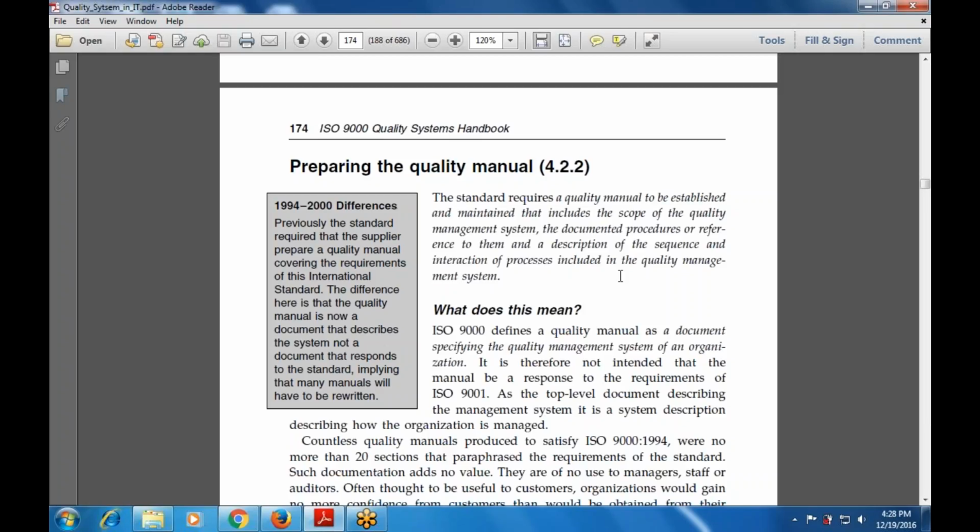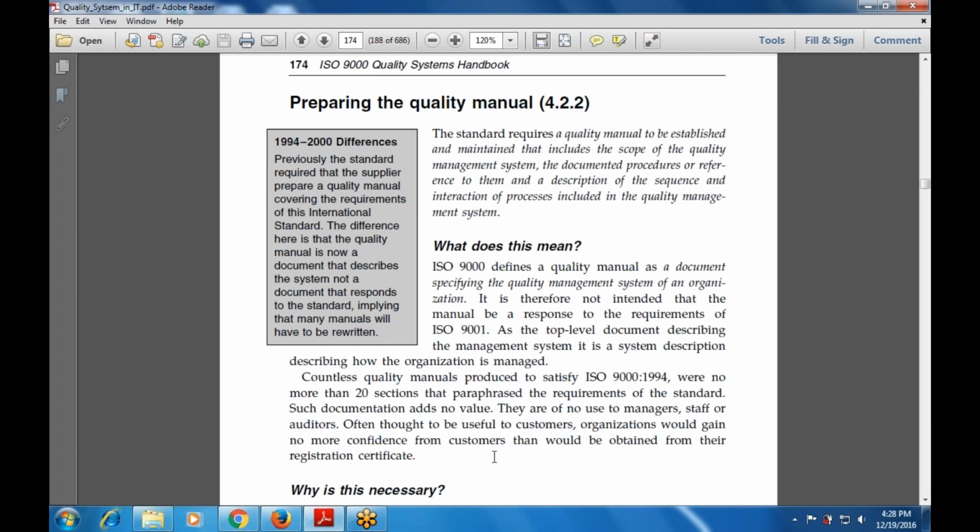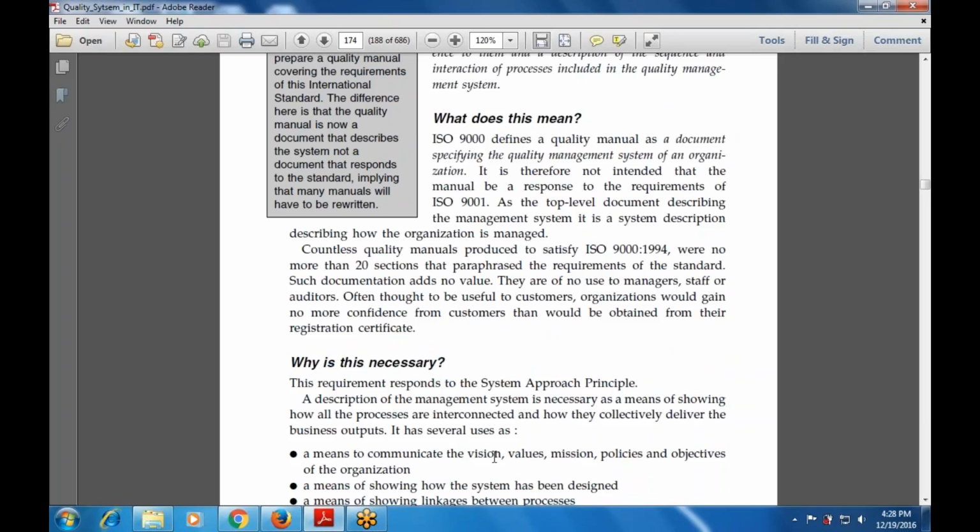The top level document that describes the management system is a system description that describes how the organization is managed among individuals. When the quality manual was first produced for ISO 9000 in 1994, there were no more than 20 sections available for the requirements of the standards. Now, why is a quality manual necessary? Because this leads to the system approach principle. What is the system approach principle? That defines the rules and regulations that are followed in the system.